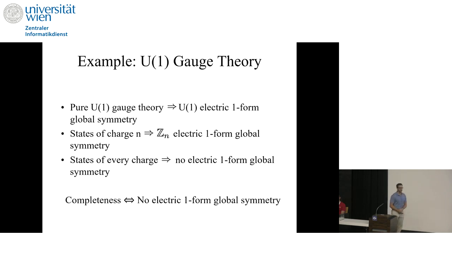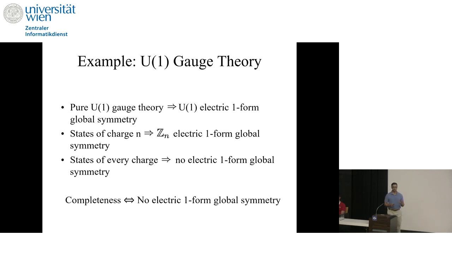In U1 gauge theory, we saw that in the absence of any charged matter, we had this U1 electric one-form symmetry, which is broken to Zn when there are states of charge N. This means that if there are states of every charge, satisfying the completeness hypothesis, then this electric one-form symmetry is broken completely.